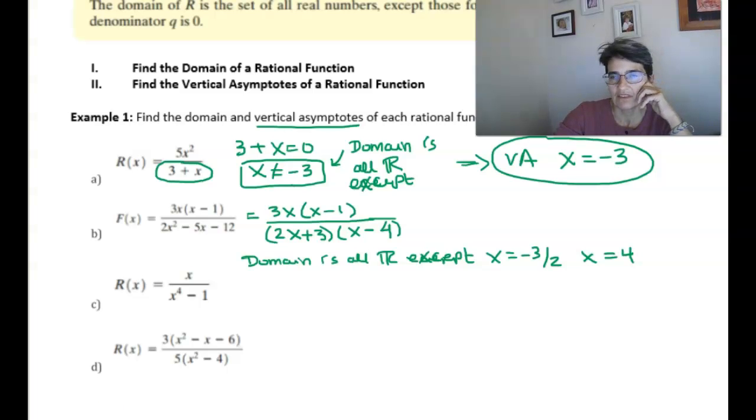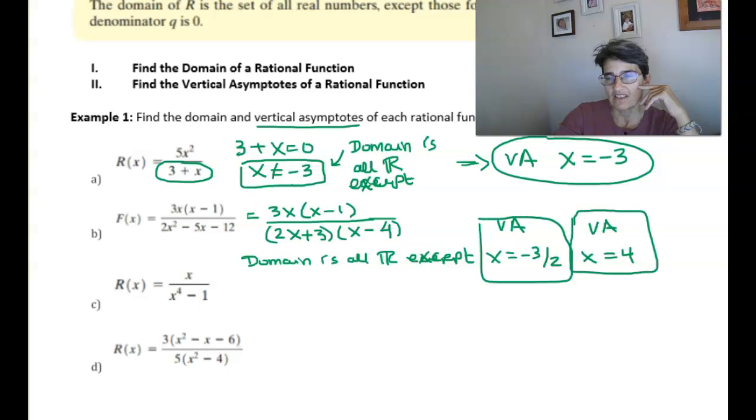Alright, now for the vertical asymptotes. We look at these values, we look back at our function, and we see if we can reduce it. Okay? If one of the factors cross out, then the x value that's not in the domain that crosses out is not going to be a vertical asymptote. It's going to be a hole. It's called a removable discontinuity. If it doesn't cross out, then it's a vertical asymptote. Okay? So nothing crosses out. That means there's a vertical asymptote at x equals negative 3 over 2, and there's a vertical asymptote at x equals 4. So both of these are vertical asymptotes.